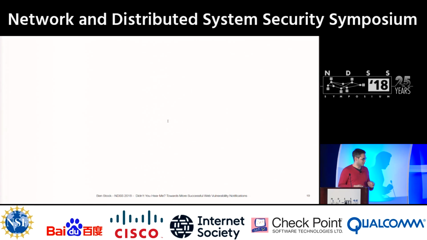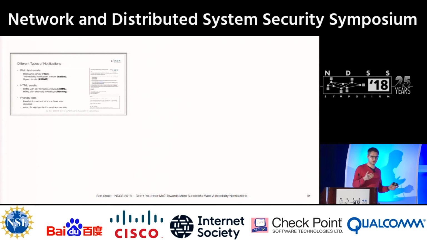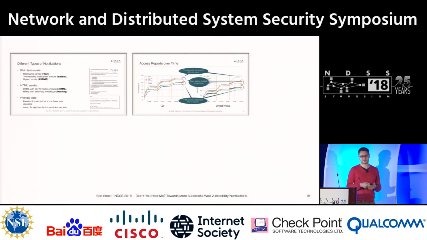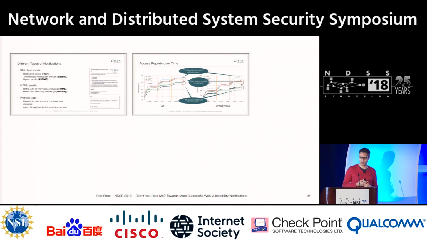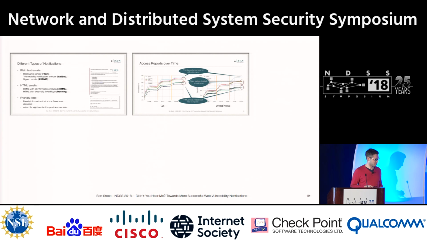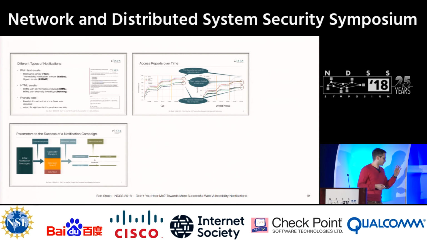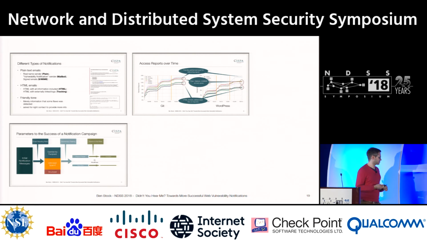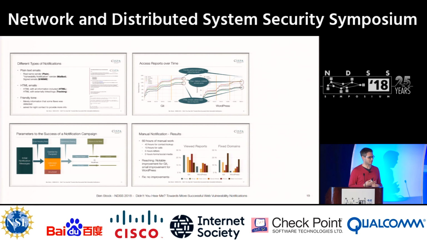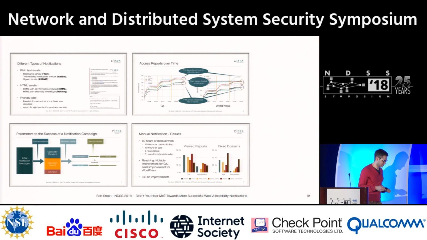Okay, let me briefly summarize my talk. So we did this analysis of different notification channels. We found that this friendly channel seemed to work quite well in terms of reaching people. It did not have any effect in terms of fixes overall. We identified these 3 parameters for the success of a notification campaign, and also did this manual analysis where we figured that for 60 hours of work, it wasn't really worth the outcome at this point.